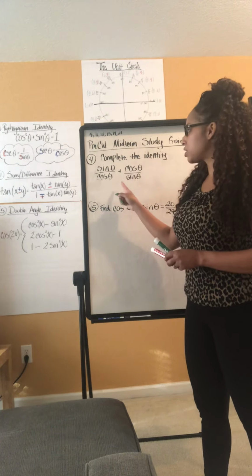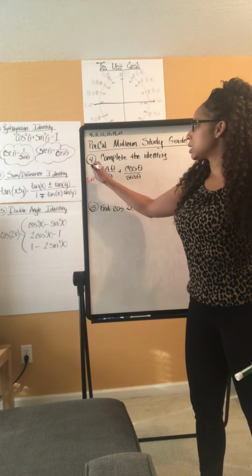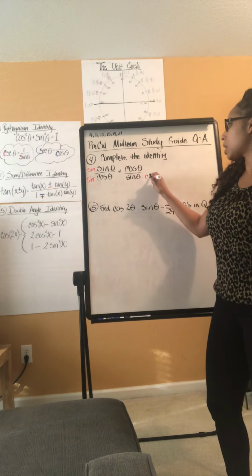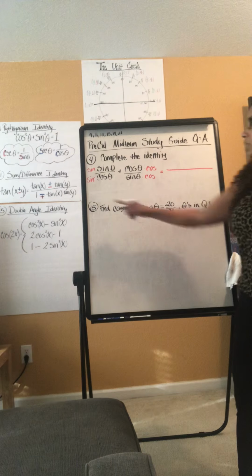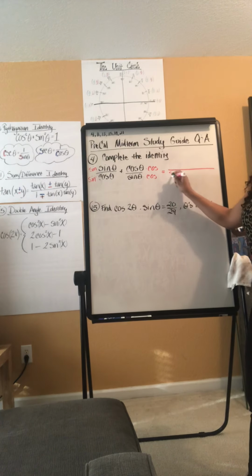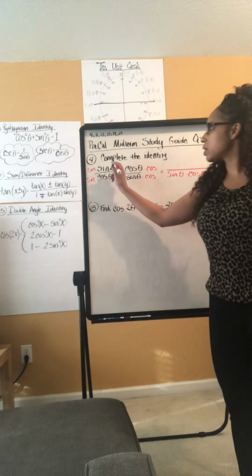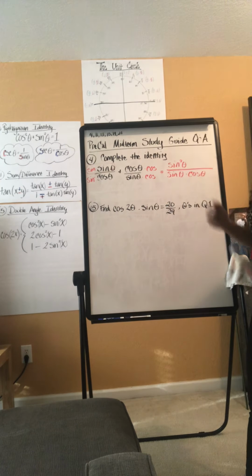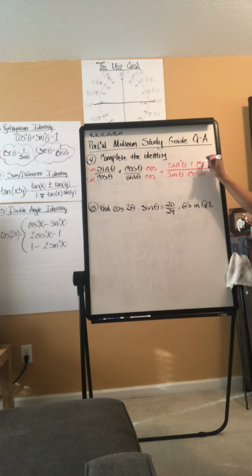Because I cannot add my fractions unless they have the same denominator, which means that this side would need a sine in the denominator and the numerator, and this side would need the cosine. Now they both have the same denominator, which is sine theta times cosine theta. In the numerator, I now have a sine times sine, which is sine squared of theta. Then I have the cosine times cosine after the plus. Cosine times cosine is cosine squared theta.